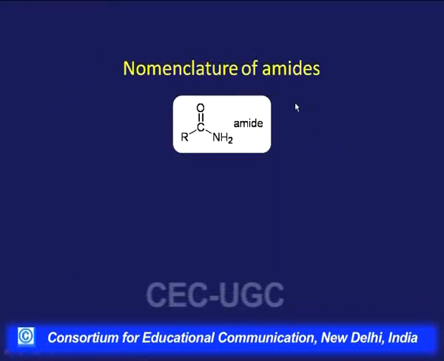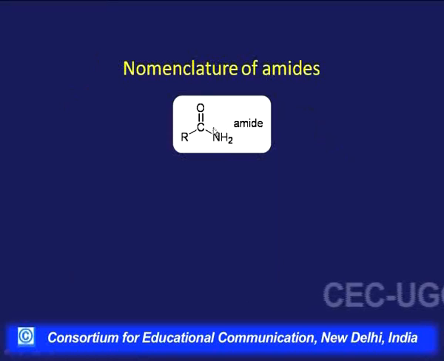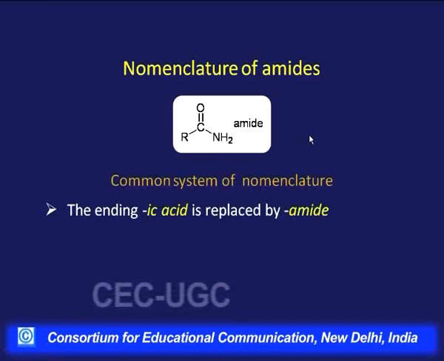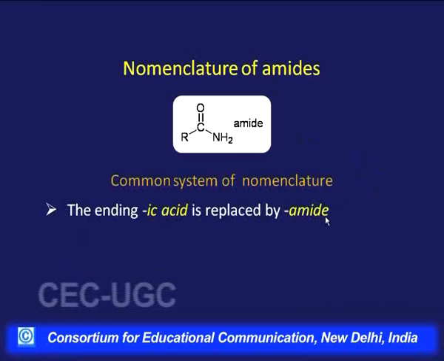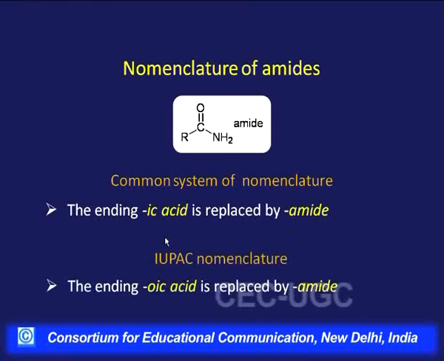Then next we take up amides. Amides, as said, are compounds in which the OH is replaced by the NH2 group. While naming amides, the ending ic acid in the common system is replaced by the suffix amide, and in IUPAC nomenclature the suffix oic acid is replaced by amide. So, in both cases the ending is amide, but in the common system ic acid is replaced, whereas in IUPAC nomenclature the oic acid part is replaced, from the name of the corresponding acid from which this amide has been obtained.